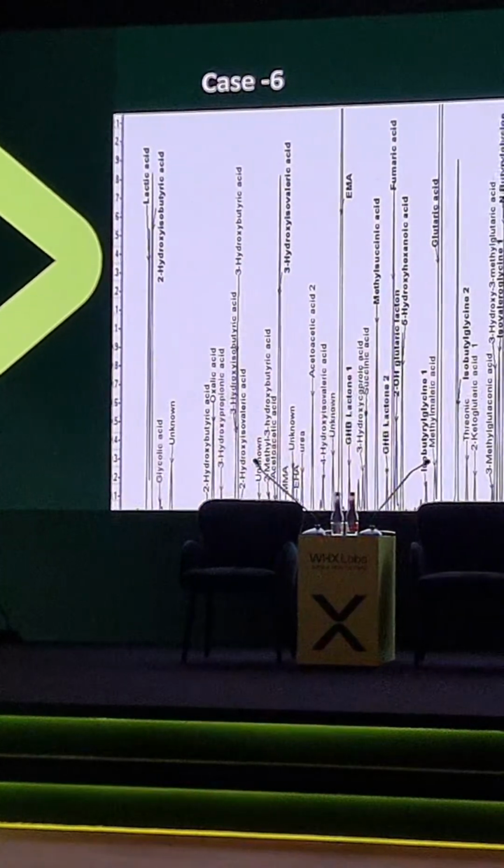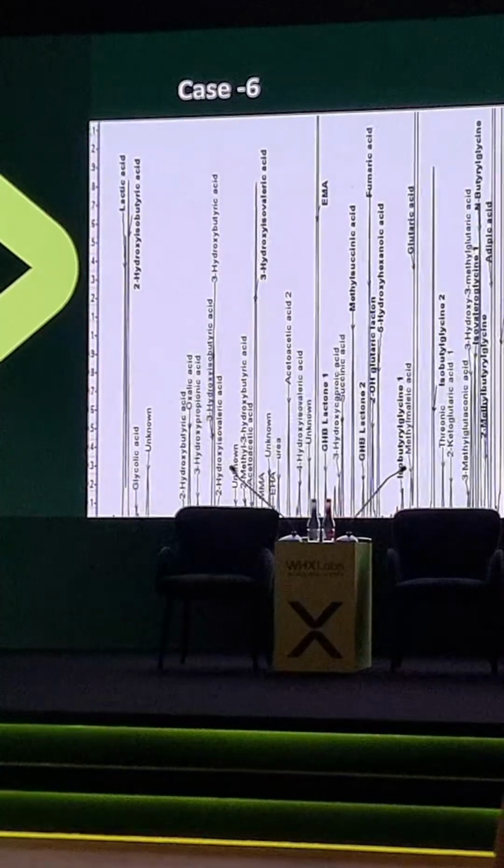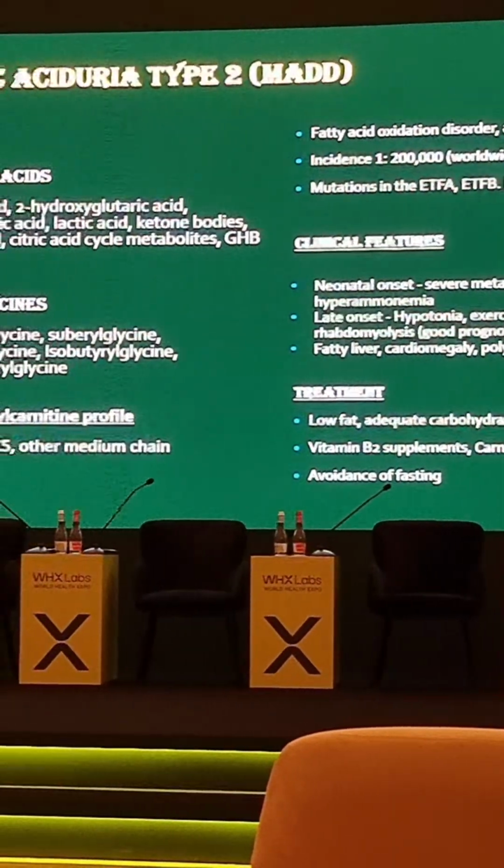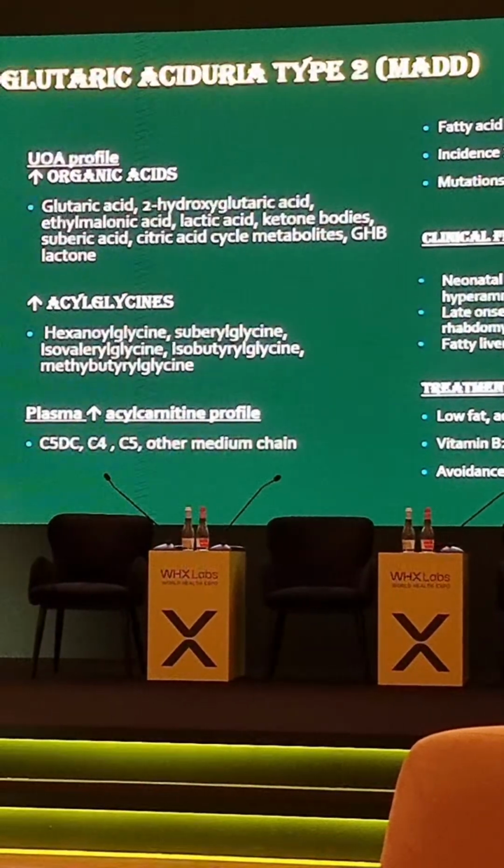Coming to case number 6, as you can see, it's a very crowded organic acid profile. You can see marked elevation of lactic acid and ketone bodies. You can see a lot of organic acids and a lot of acyl glycines. When you see this kind of picture, anybody wants to guess what this could be? Okay. When you see too many organic acids and too many acyl glycines, think of multiple acyl-CoA dehydrogenase deficiency. It's also called glutaric aciduria type 2.